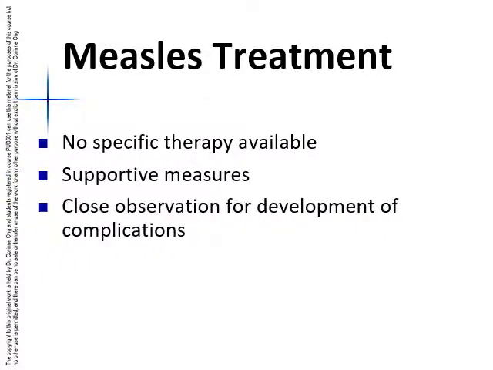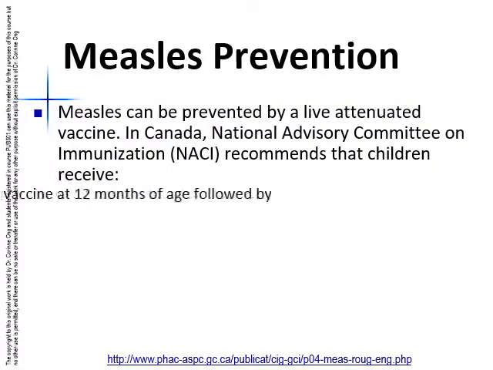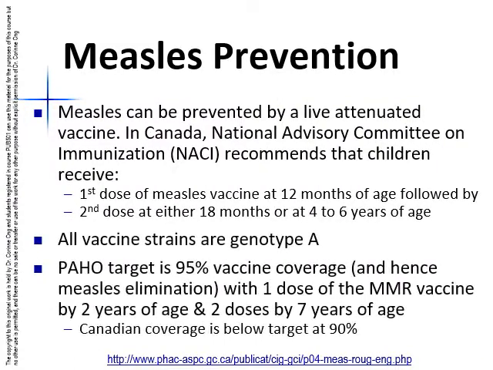There are no specific therapies available for measles. Supportive measures can be provided, such as analgesics to reduce fevers, and also bed rest to help with recovery. Cases should be observed closely, though, for any development of complications. Measles can be prevented by a live-attenuated vaccine. In Canada, the National Advisory Committee on Immunization recommends that children receive one dose of the measles vaccine at 12 months of age, followed by a second dose at either 18 months or at 4 to 6 years of age. All vaccine strains are genotype A.